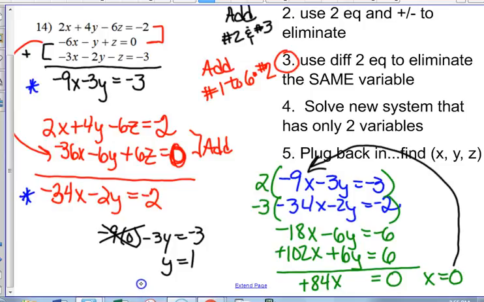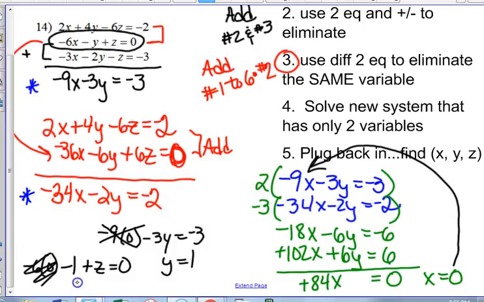Now where do I go, though? I got to go back to one of the original ones. I'm trying to find z, right? So I'm going to actually pick this middle one because it has a plain old z. So it'll be negative 6 times x, which is 0. And then it said, sorry, minus y, which is 1, plus z equals 0. Well, this is 0, so if I add 1 over there, I get z is also 1. So the ordered triplet I have is 0, 1, and 1.